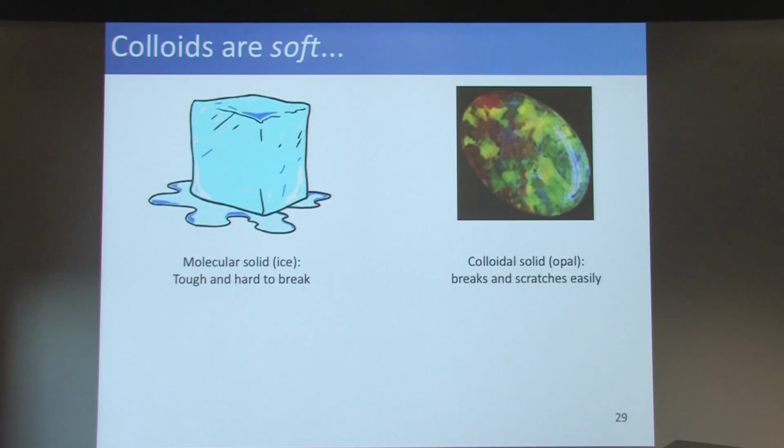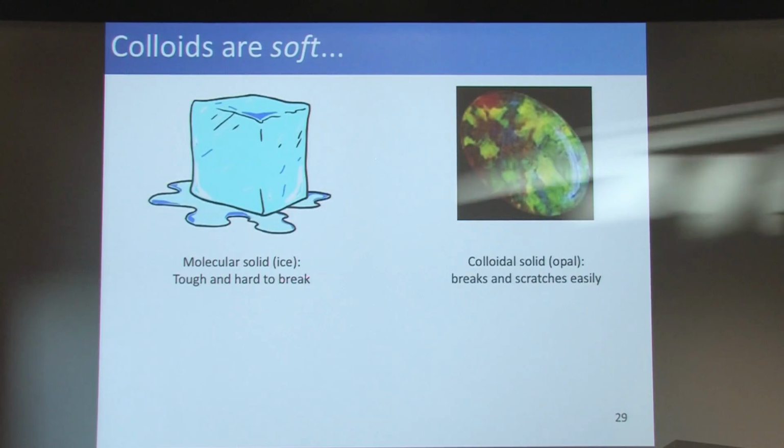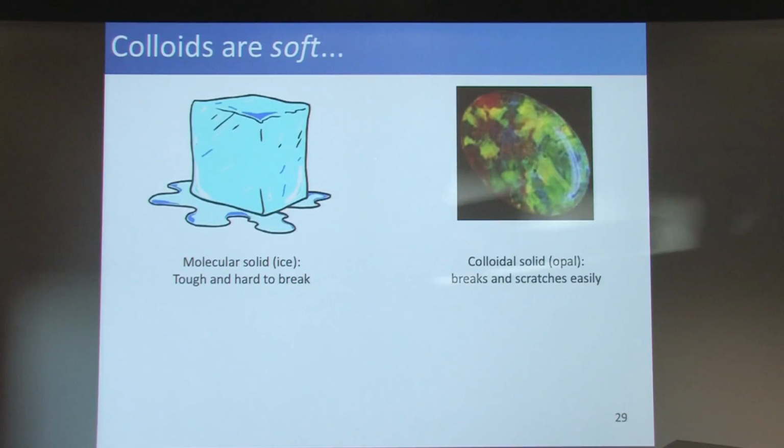This is one way of doing it. There are many ways, but I only have an hour, so we'll just stick to this. Now, a key property of colloidal systems, and the reason you can manipulate them, is that colloidal systems are soft. If you have a molecular solid, or even an atomic solid, it's even harder, but it's usually very tough. If you have a cube of ice and you throw it on the floor, it's usually still a cube of ice. It's not suddenly gone.